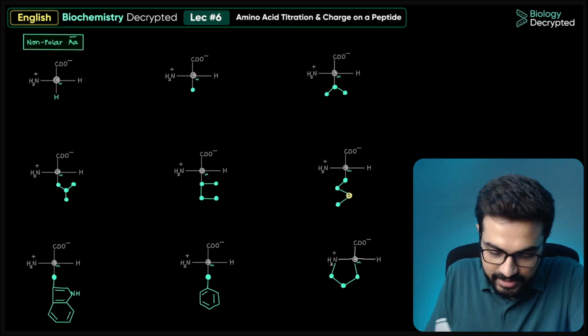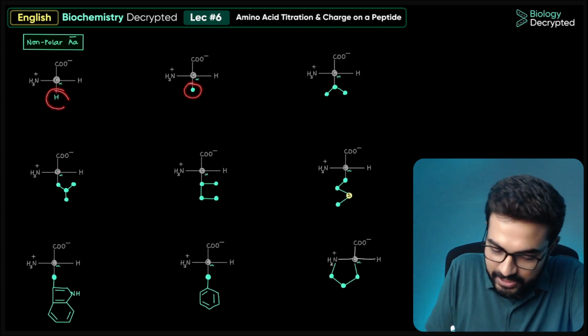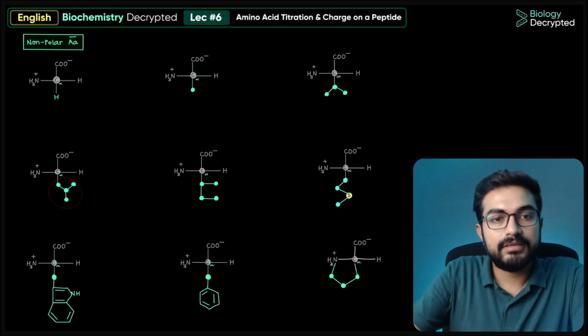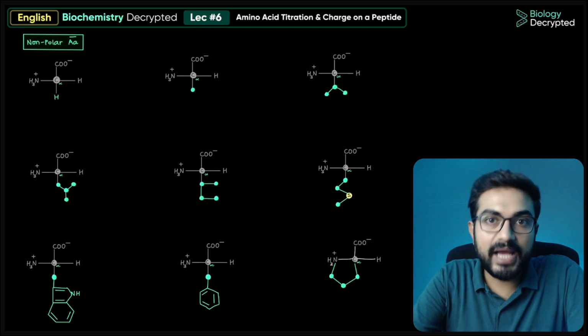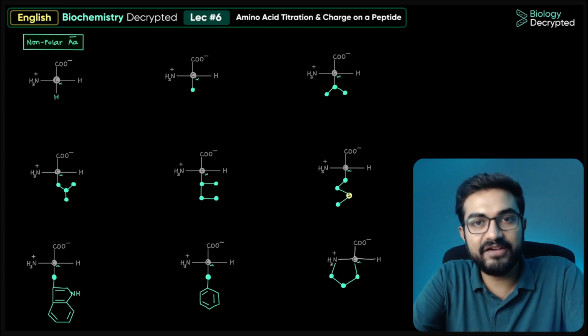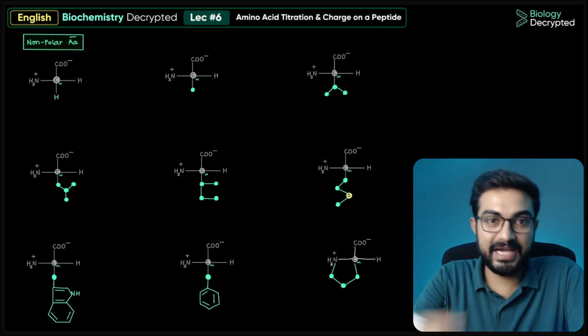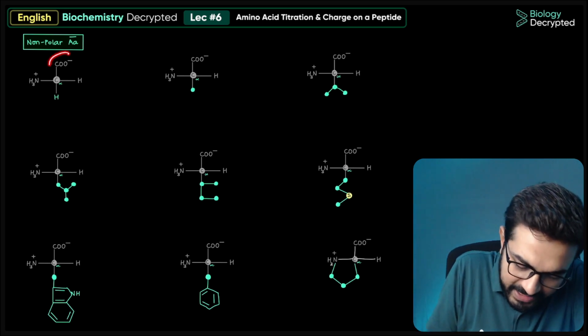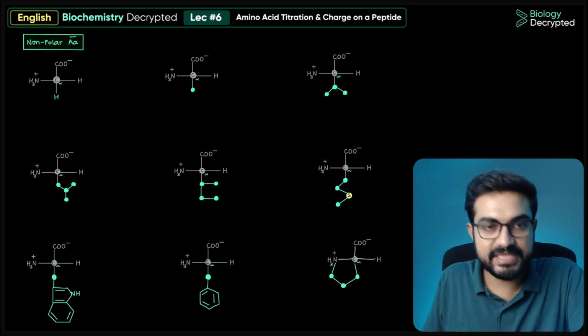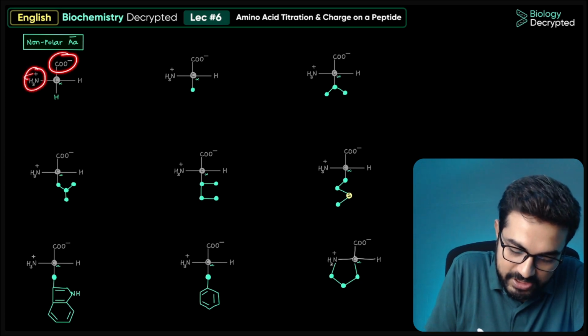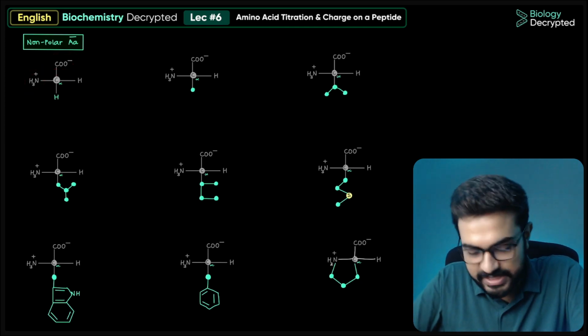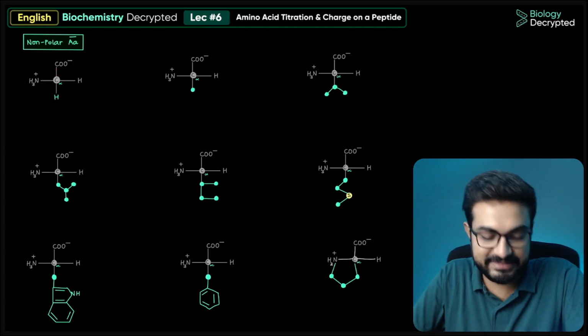As you can see here, the R groups in all of these cases are non-ionizable, which means they do not have any group which can be ionized. They only have two groups that can be ionized, that is obviously the alpha carboxyl group and the alpha amino group. So these are the only two groups that can be ionized in this case.